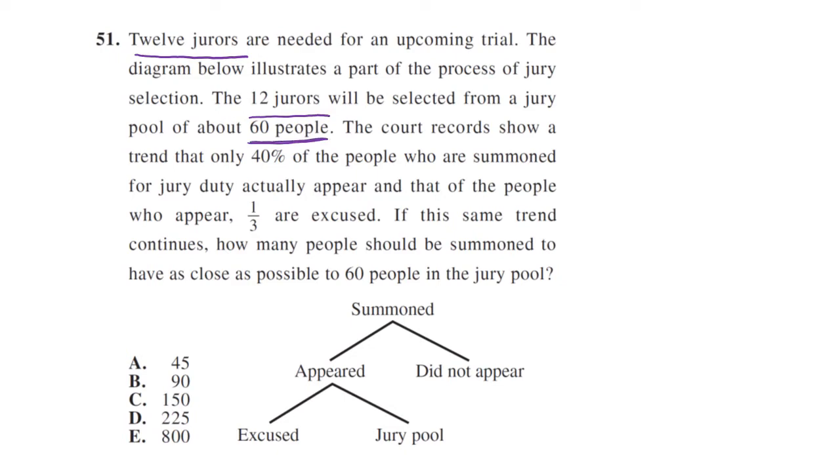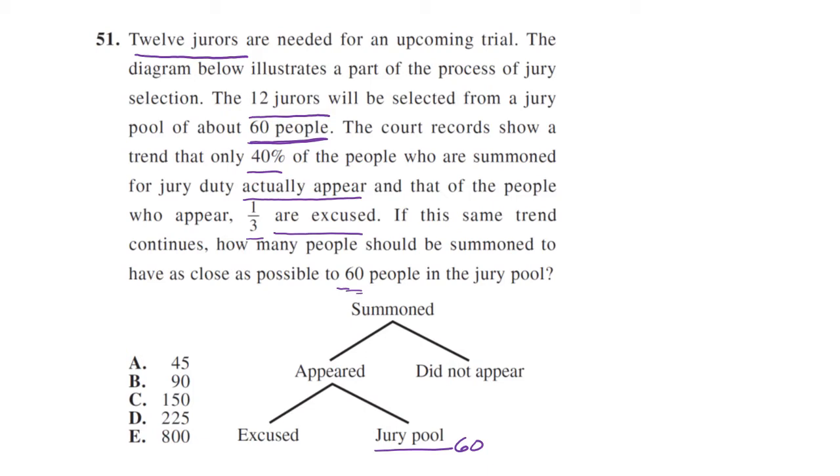The court records show a trend that only 40% of the people who are summoned actually appear. So 40% actually appear, and of the people who appear, 1/3 are excused. If the same trend continues, how many people should be summoned to have as close to 60 people in the jury pool? So we ultimately want 60 people to be in the jury pool.